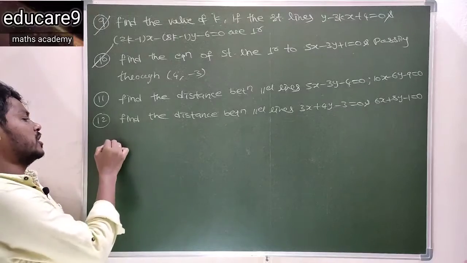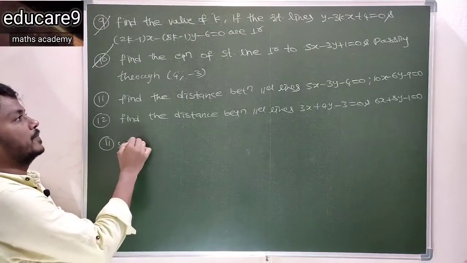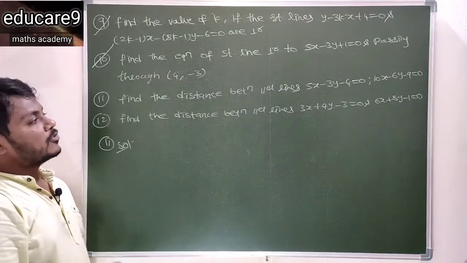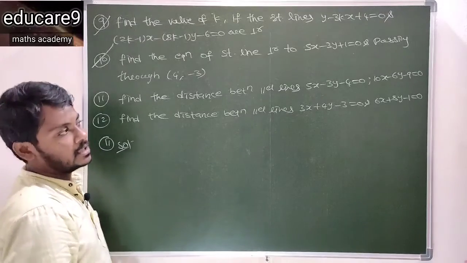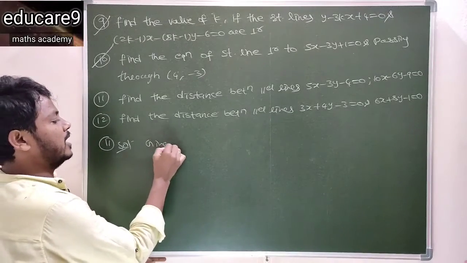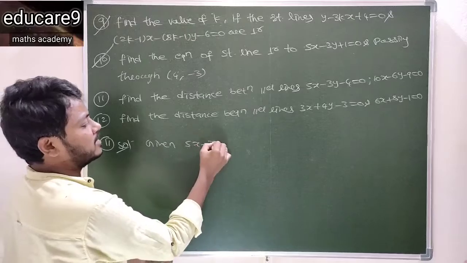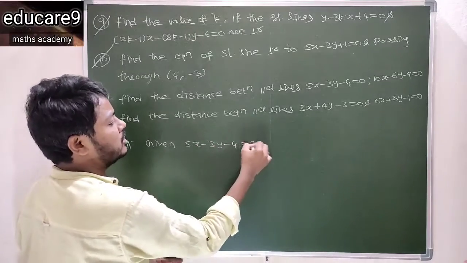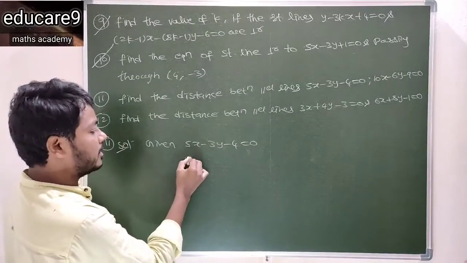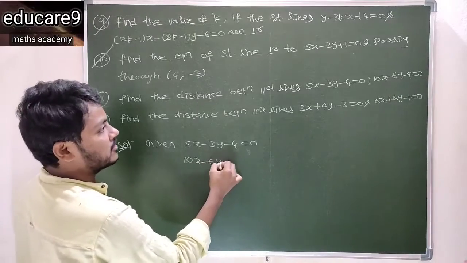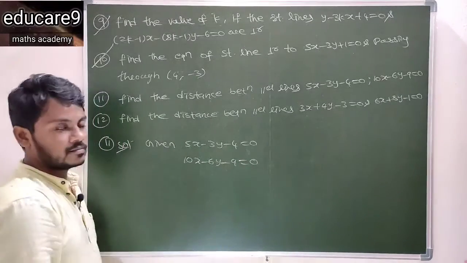Now see the 11th question. So find the distance between parallel lines. See here, given lines 5x minus 3y minus 4 equals 0, and the second line 10x minus 6y minus 9 equals 0.